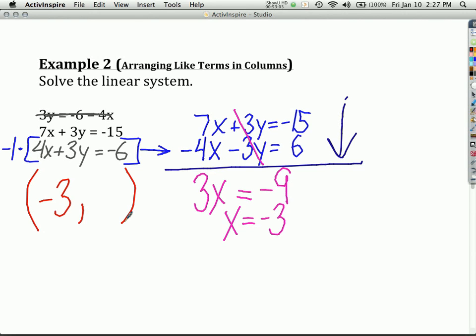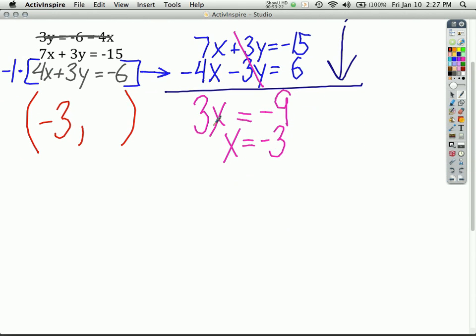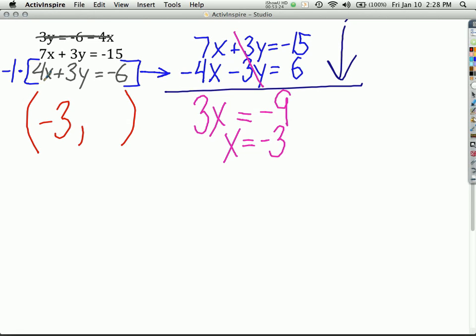I don't know if either of them are easier. Anyone have a suggestion on which one we could plug back into to make our lives easiest? Ania? I'm sorry? Top equation? Yeah, I don't think it's going to make much of a difference either way. They're both kind of a bit of a pain. But yeah, we can use the top one.